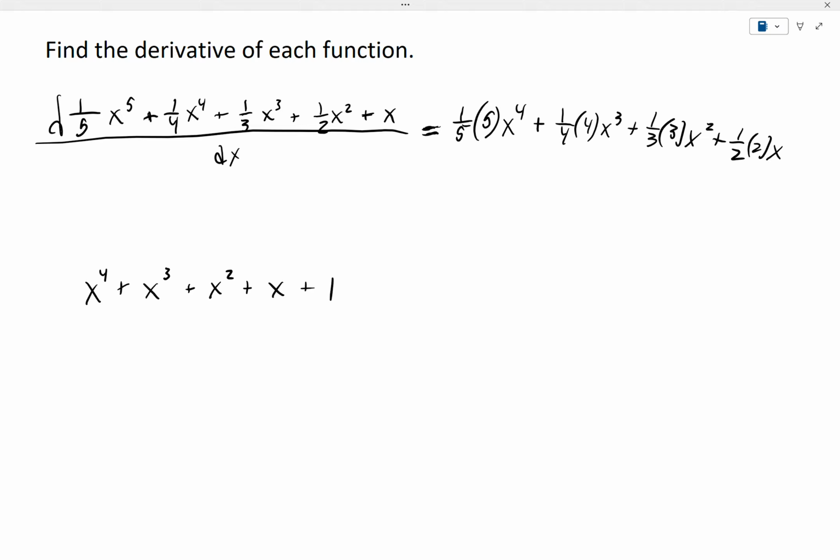For the final term there, we use the power rule, which says power out front. So we'll have 1 times x to the 0, which is just 1. So we're just going to be left with 1 here. And every single term here will simplify, and we'll be left with x to the 4th plus x to the 3rd plus x squared plus x plus 1.